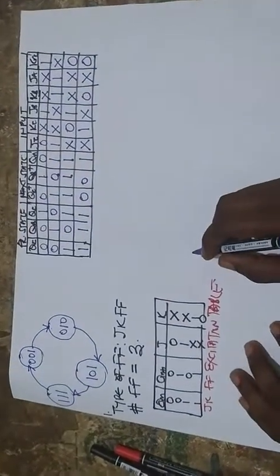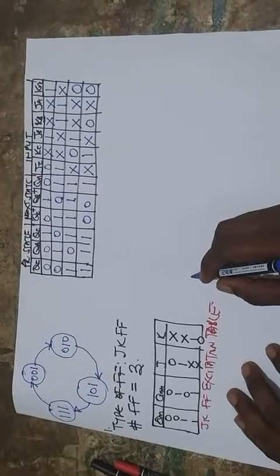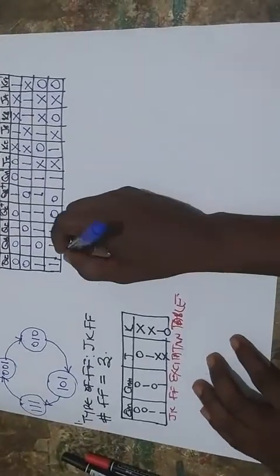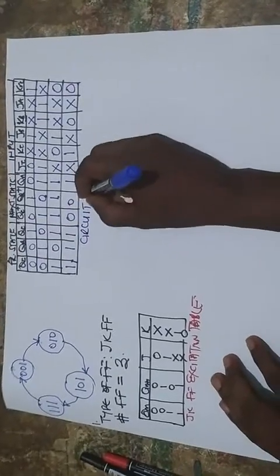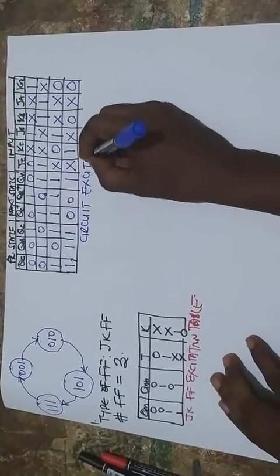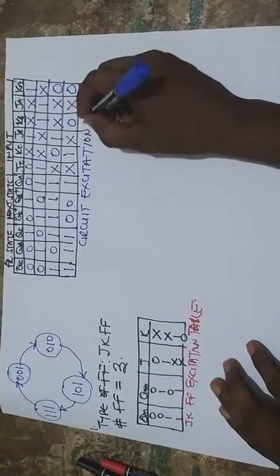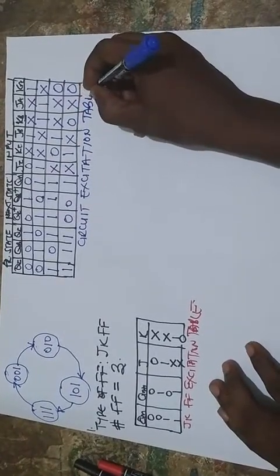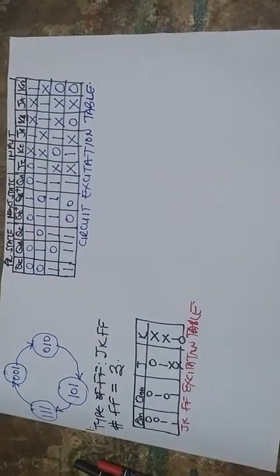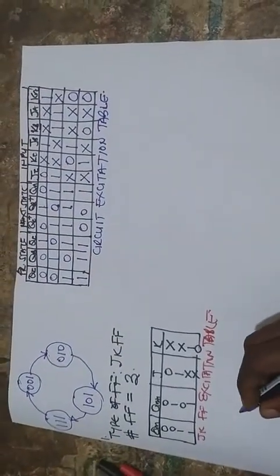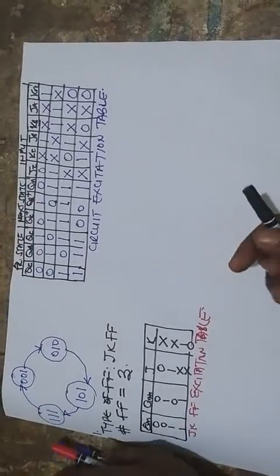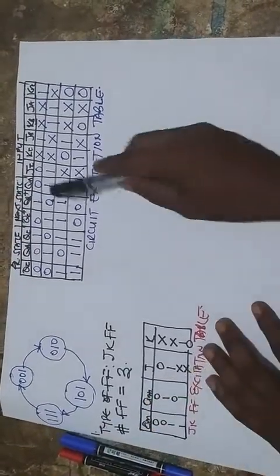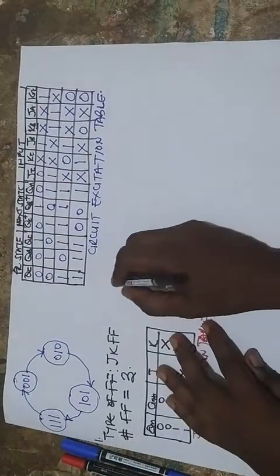Okay, so that is what we have for our excitation table, and this becomes our circuit excitation table. We now do the K-map, our Karnaugh map. So we have 1, 2, 3, 4, 5, 6. So we do it for 6.